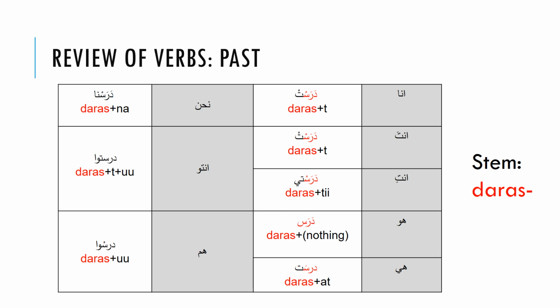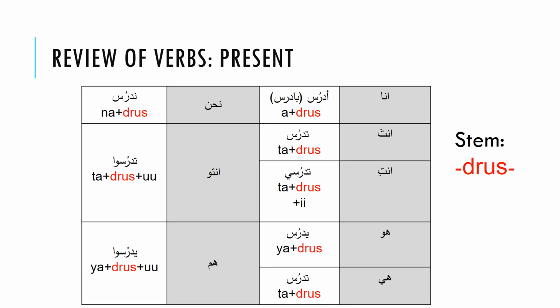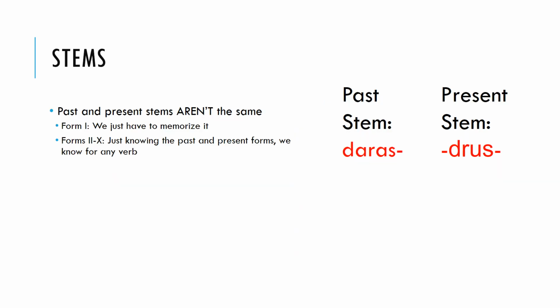But notice the stem on the right side of the screen here is daras, right? We have two fatha sounds. Now when we go to the present, again, this is really basic stuff. We say edrus, tedrus, tedrusi, yedrus, tedrus, nedrus, tedrusu, yedrusu. And here the stem is drus, D-R-U-S. Notice that's different, right? That's a little bit weird if you think about it.